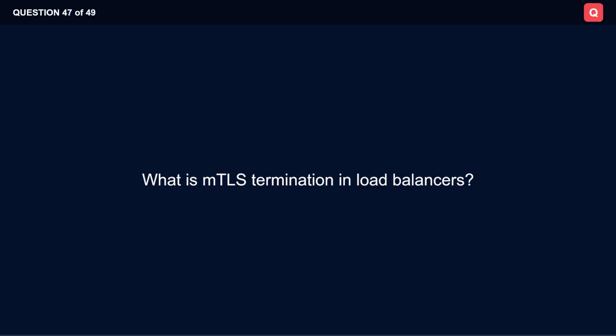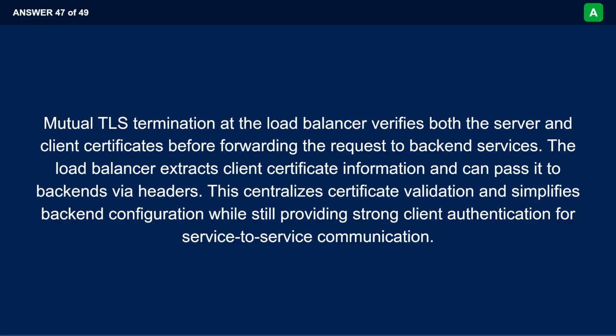What is mutual TLS termination in load balancers? Mutual TLS termination at the load balancer verifies both the server and client certificates before forwarding the request to backend services. The load balancer extracts client certificate information and can pass it to backends via headers. This centralizes certificate validation and simplifies backend configuration while still providing strong client authentication for service-to-service communication.